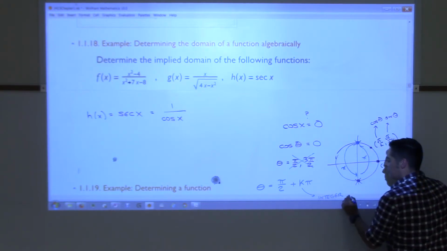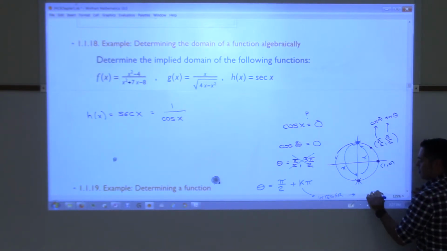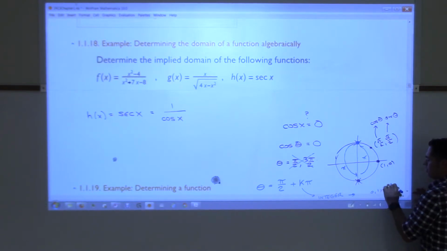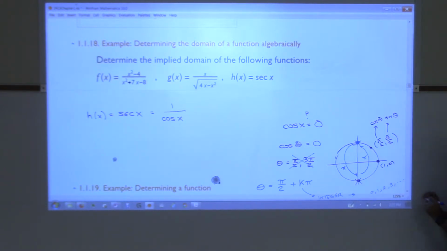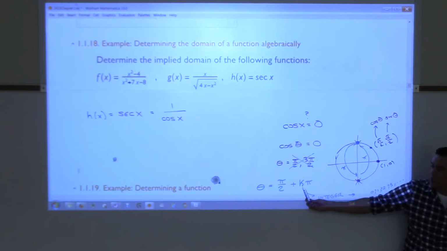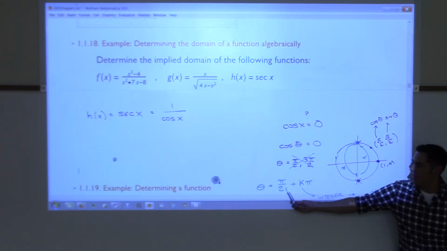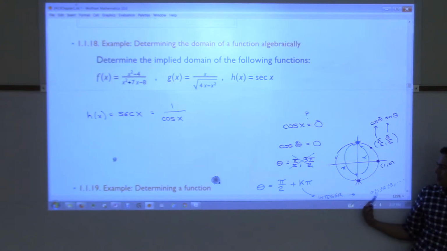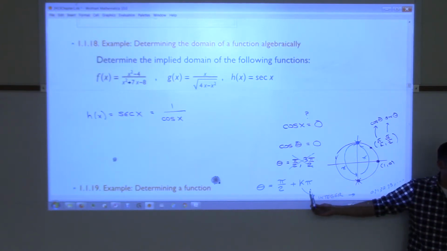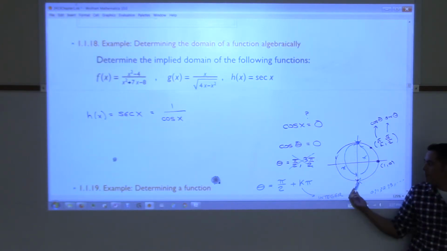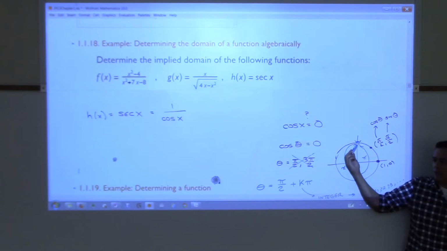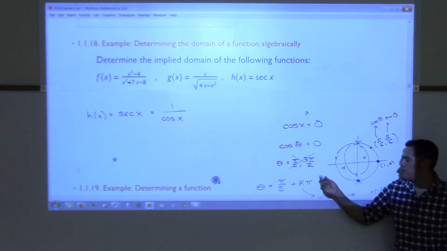What are the integers? 0, 1, 2, 3, forever, right? But both the positive and negatives. So if you put 0 in front of this, you get pi over 2, right? Which is one of your answers. If you put 1 in front of this, you get 3 pi over 2, which is another answer. And that means you're jumping. Then 2 pi's would jump you to here, 3 pi's, 4 pi's. So this is the answer.